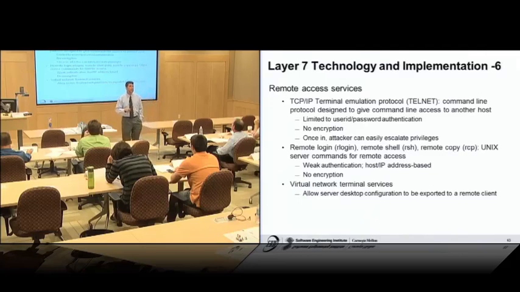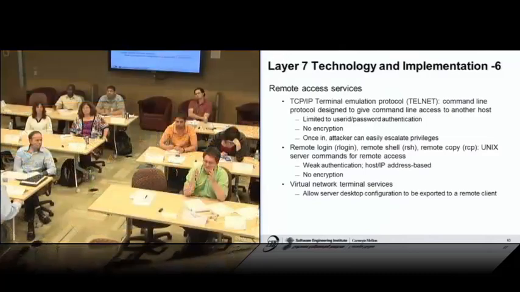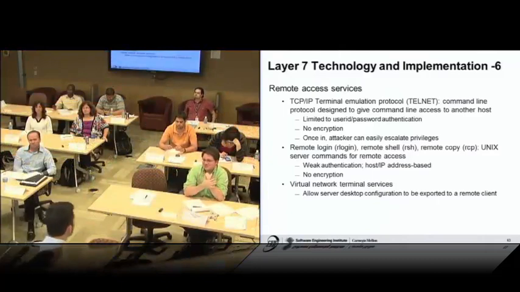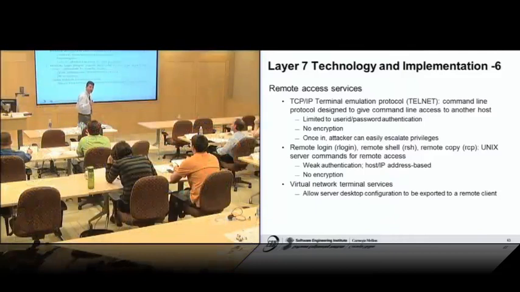RLogin, RSH, RCP, Unix commands. Why, you're smirking. Andy, a Unix guy? Yeah. Cool. Configure these things or turn them off. There you go. It's a matter of if the service exists, it's going to be its own weakness. But if you turn it off either until you need it or find another way to accomplish the same ends, then you can attenuate those risks. Good.